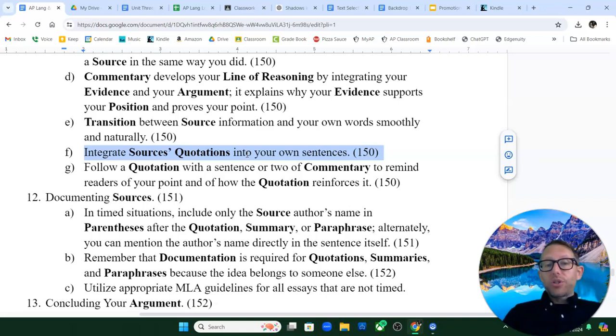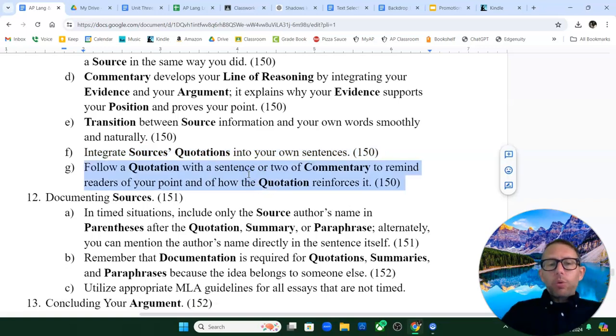Make sure you're integrating the sources' quotations into your own sentences, not just having standalone sentences that are entirely quotes, but also starting off sentences with your own language, maybe an introductory phrase, introductory clause, and then comma, and then the quote, okay? So incorporate them into your own sentences. Just don't have standalone quotes that then you explain. Also, start to explain them within the sentence that also includes the quote itself, okay? And follow a quotation with a sentence or two of commentary to remind your readers of your point and how the quotation reinforces it, okay?